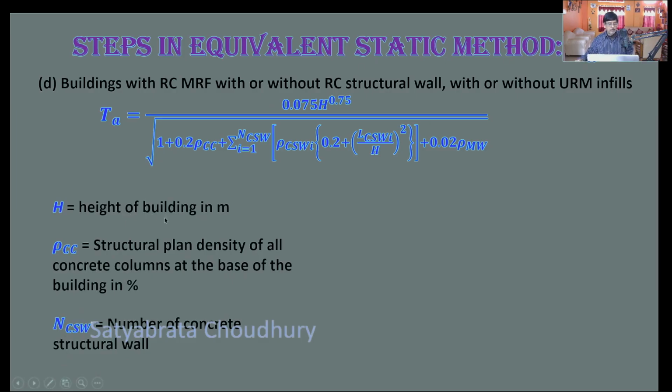H is the height of the building in meters. Rho CC is the structural plane density of all concrete columns at the base of the building, in percentage. That is, find the cross-sectional area of all columns divided by the total plan area. That will give the percentage column density. NCSW is the number of concrete structural walls. How many walls are there?